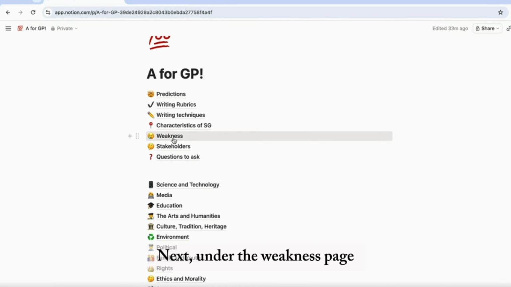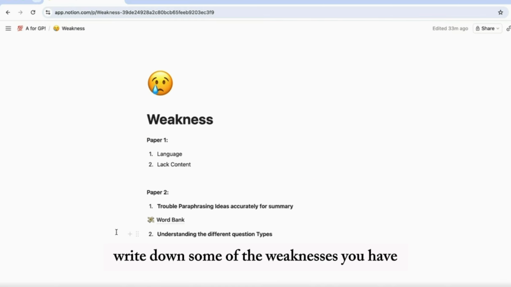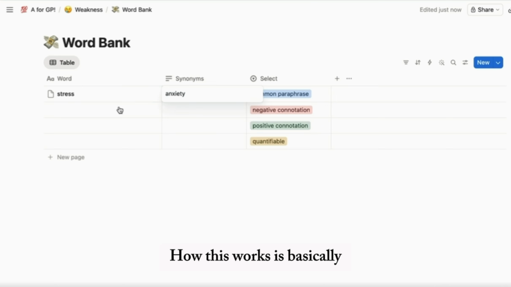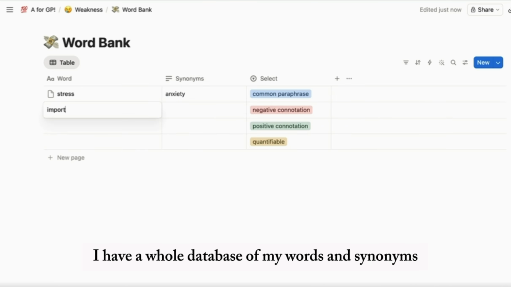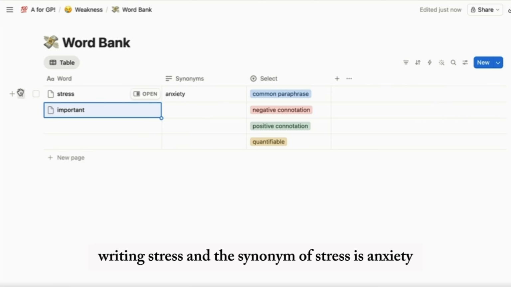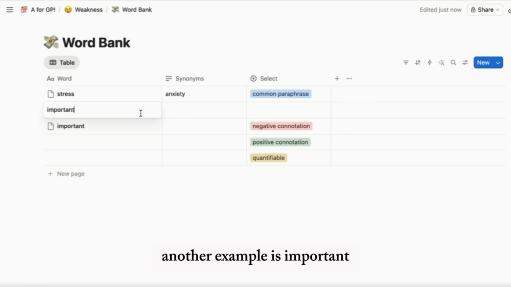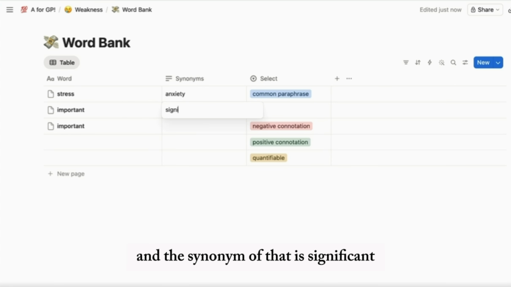Next, under the weakness page, write down some of the weaknesses you have for both Paper 1 and Paper 2. For instance, I wrote down, I have trouble paraphrasing ideas accurately for summary for Paper 2. To improve on this, I included a word bank page at the bottom below. How this works is basically I have a whole database of my words and synonyms. For instance, writing stress, and the synonym of stress is anxiety. Another example is important, and the synonym of that is significant.